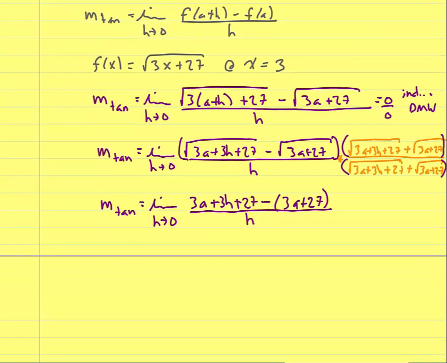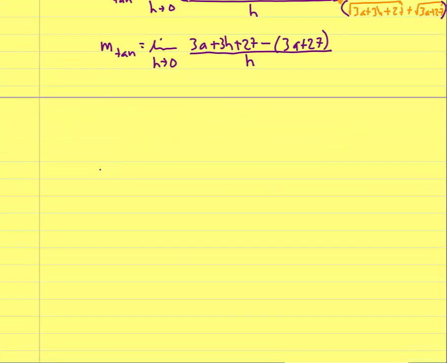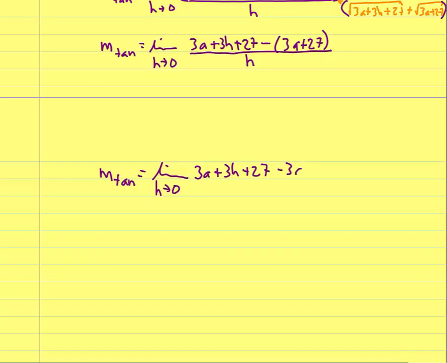So as we're simplifying, I have my slope of my tangent line. Limit as h approaches 0, 3a plus 3h plus 27. I'm going to distribute the negative, minus 3a minus 27 all over h. Now when we go through this process, it's always our hope, if we did our work correctly, that everything will cancel except what has h's in it, and that's exactly what happens here as well. So I'm left with that limit of 3h over h, and of course the h's cancel.